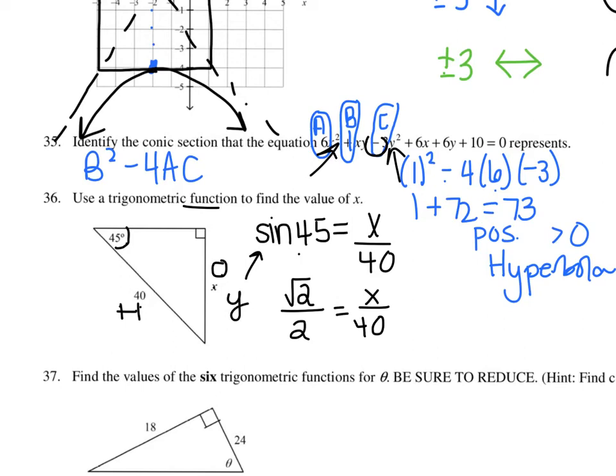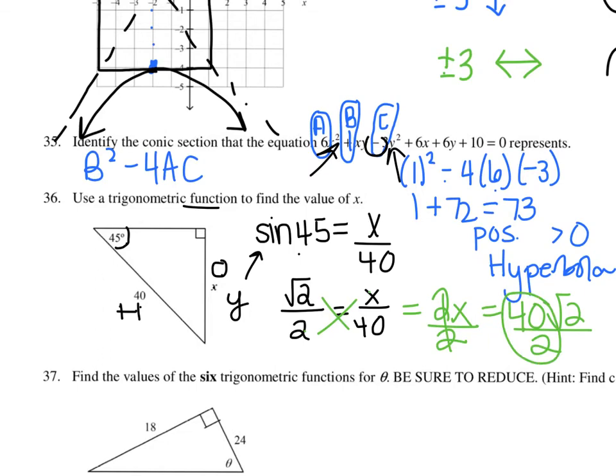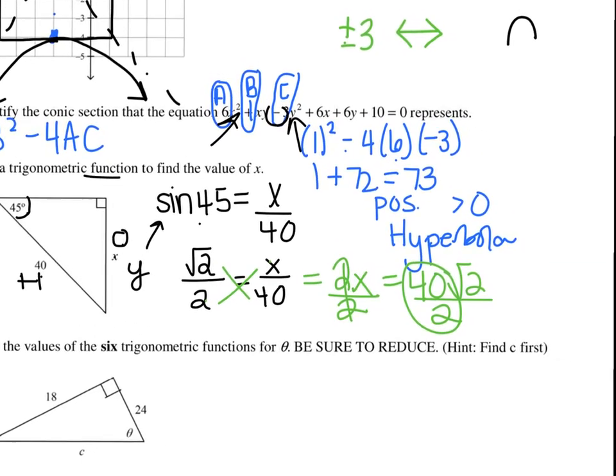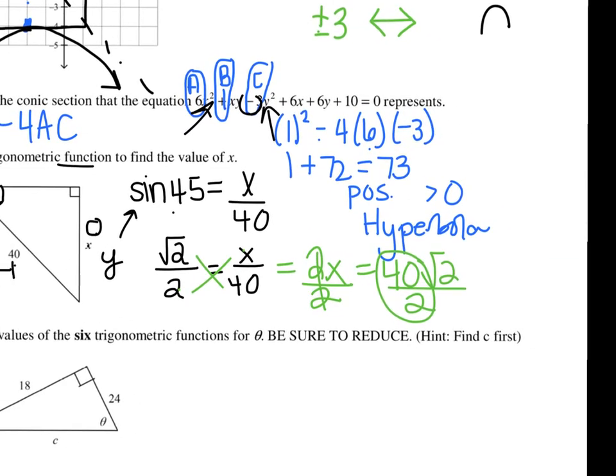So you replace it, and now we get to cross multiply. So this will be 2 times x, which is 2x. 40 times the square root of 2 is 40 square root of 2. Divide both sides by 2 to get x by itself. And when you divide 40 by 2, you get 20. And then the square root of 2 stays next to it.